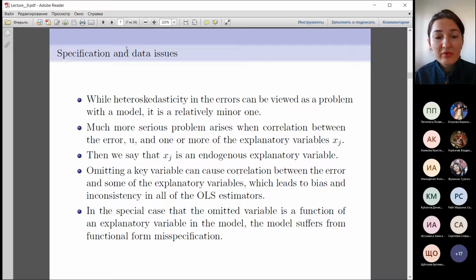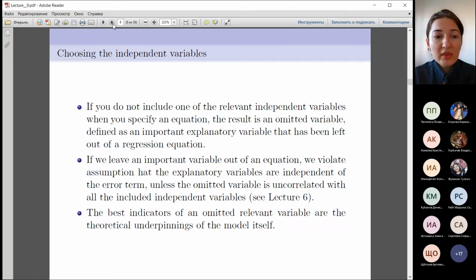And this is an example. And in the special case, the omitted variable is a function of an explanatory variable in the model. So in this case, the model suffers from functional form misspecification. This could be the second main reason why the endogeneity problem arises in our analysis.